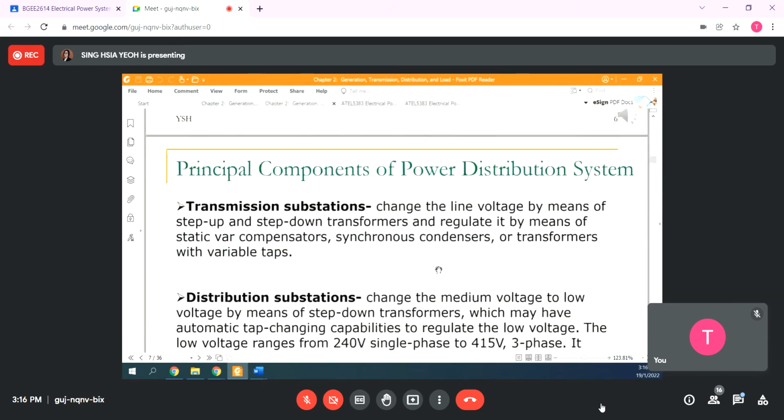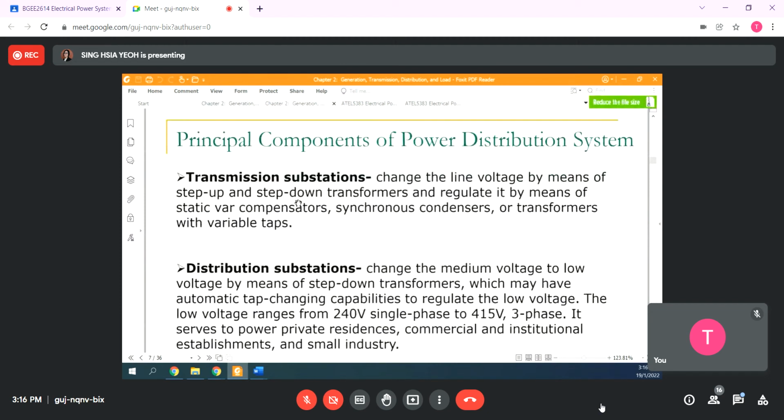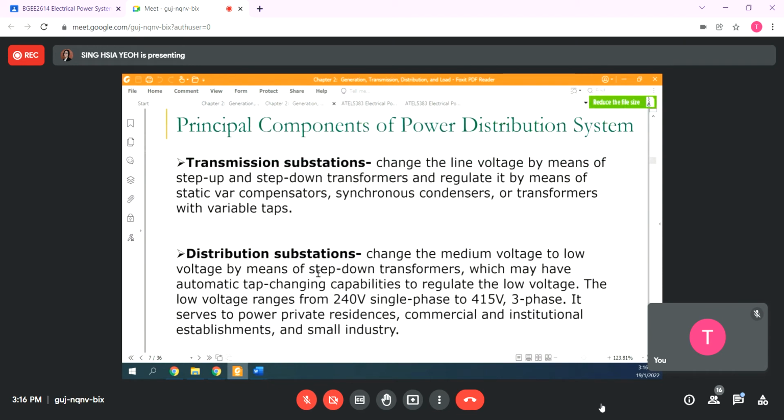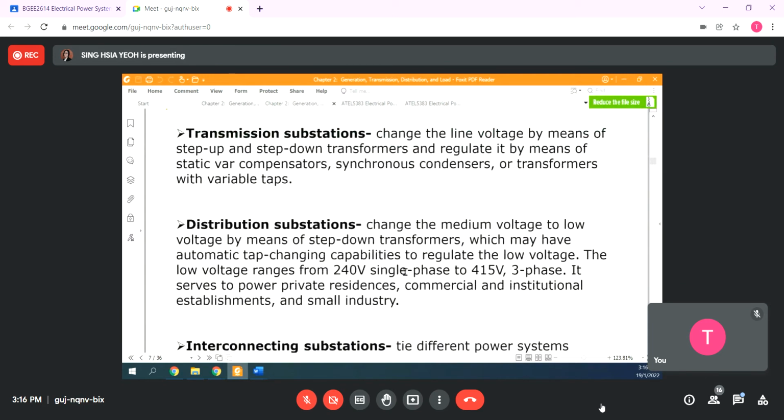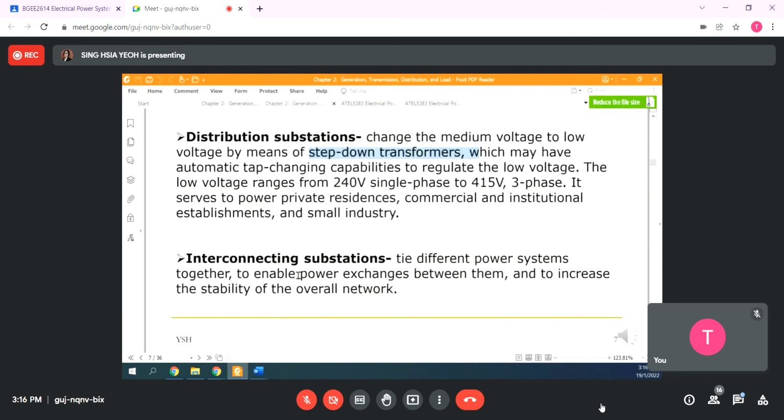Then, principle first. Okay, so for power distribution we have transmission substations and distribution substations. It's just a step up, step down transformer. And this one is actually a step down transformer. Okay, it changes from medium to low voltage.